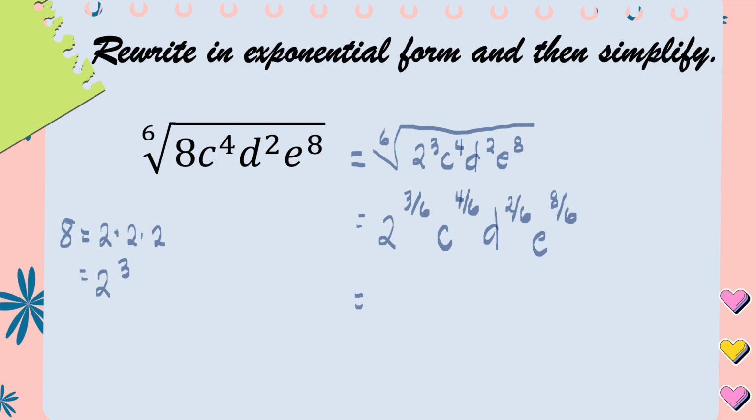So to simplify this, 3 over 6 in simplest form is 1/2. C, 4 over 6 in simplest form is 2 over 3. D, 2 over 6 in simplest form is 1 over 3. And E, 8 over 6 in simplest form is 4 over 3. So the answer is 2 raised to 1/2, C raised to 2 over 3, D raised to 1 over 3, E raised to 4 over 3. Did you get this one?